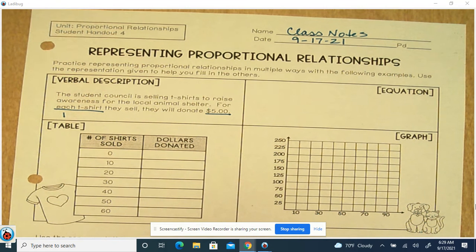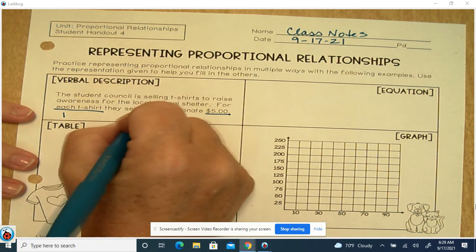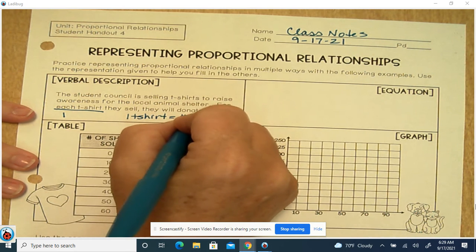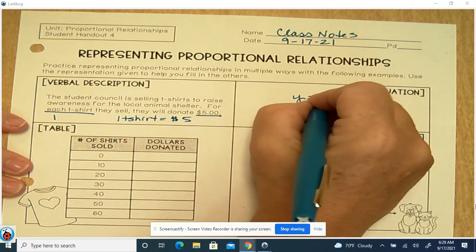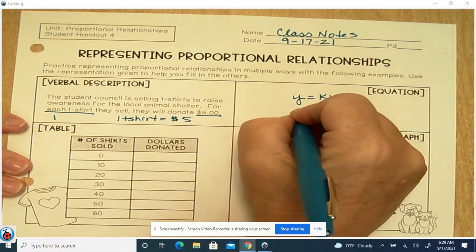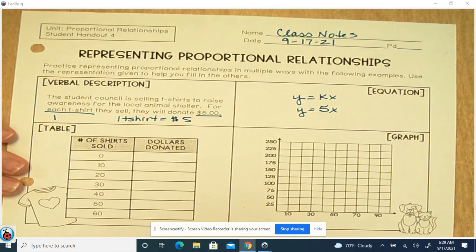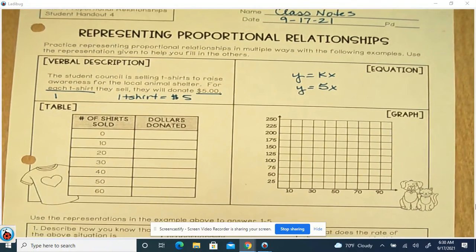All right. And if one t-shirt is going to give us $5, one is what we're looking for, the unit rate. We know that our equation is going to be in the form of y equals kx. So y equals 5x. So every x that we have, we multiply by 5.